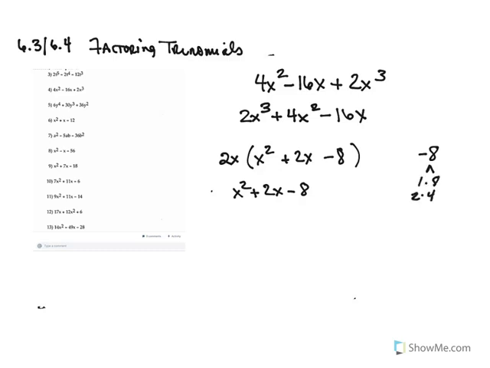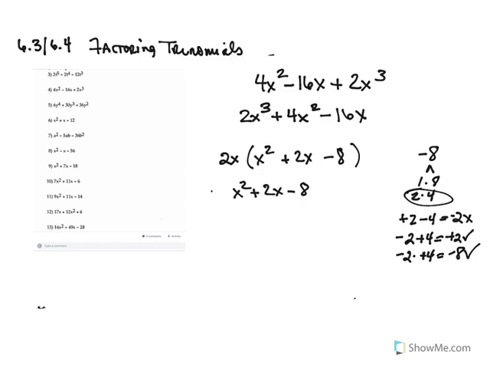So 2 and 4. So let's see if I do plus 2 minus 4, that's negative 2. I do negative 2 plus 4, that's positive 2. That's what I need. If I multiplied, I would get negative 8. Check. So double check. All right.